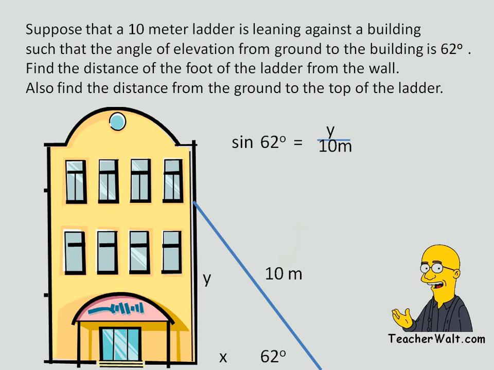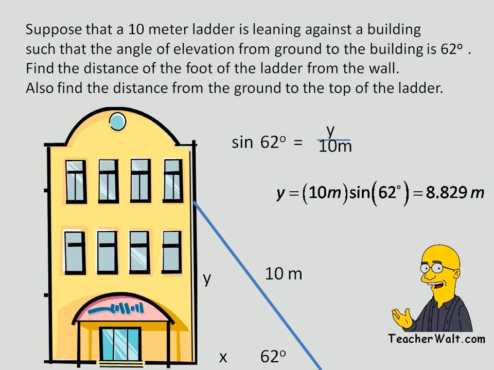Now we have an equation that we can solve, because this is an equation with numbers and one unknown, and we know how to handle that. All we need to do is multiply both sides by 10 meters and use our calculator to find the sine of 62, and we find the answer to be 8.829 meters. So the distance from the ground to the top of the ladder is 8.829 meters.